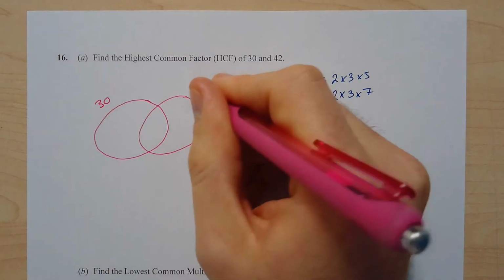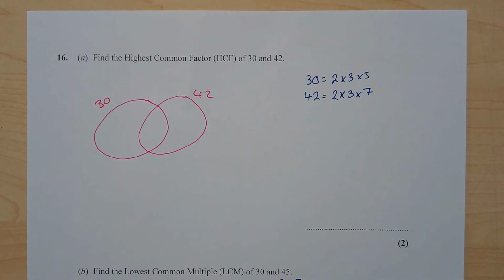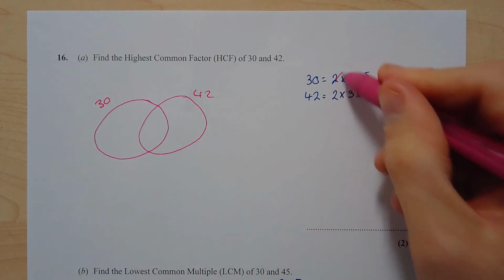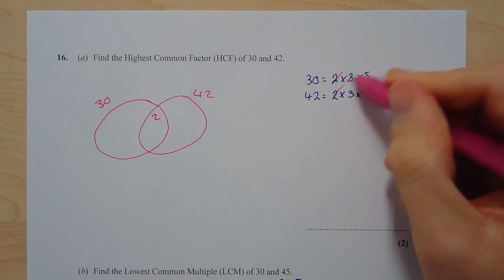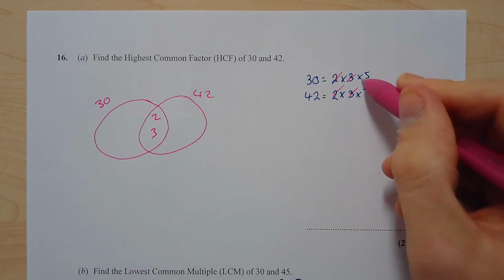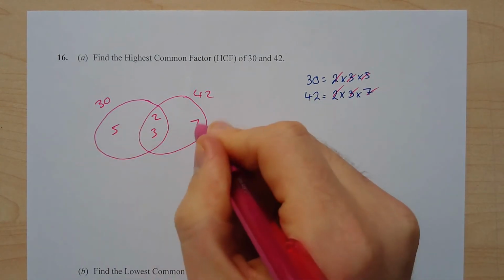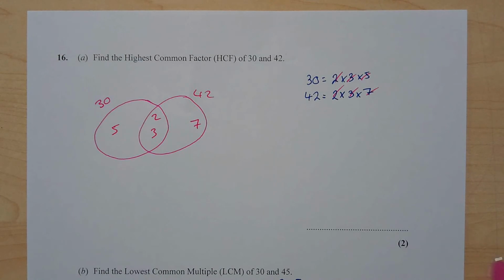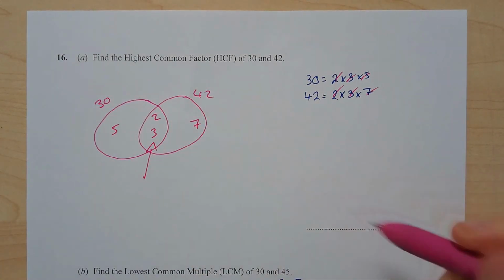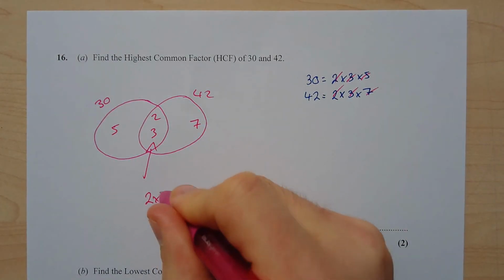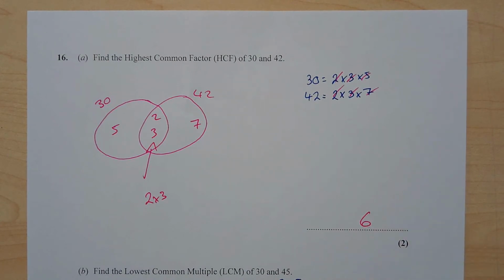Factors of 30 and factors of 42. So 2 goes in them both, 3 goes in them both, 5 and 7. So my highest common factor is all my factors in common. These, so it's 2 times 3, which is 6.